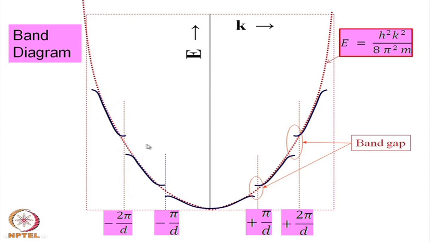Then again there is a discontinuity, and once again there is a continuous band. So, the energy levels are really not continuous, as we saw in free electron theory. Free electron theory gives continuous energy levels, whereas in reality the energy levels are discontinuous. They come in the form of bands of energy levels, and that is the reason for the name, the band model.